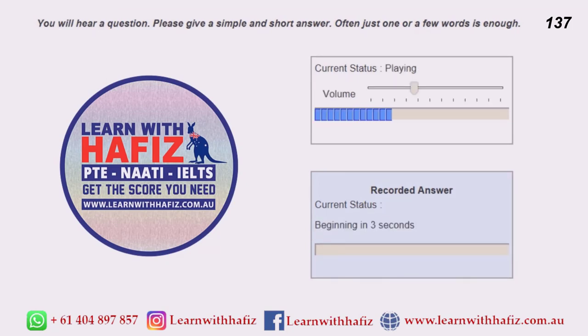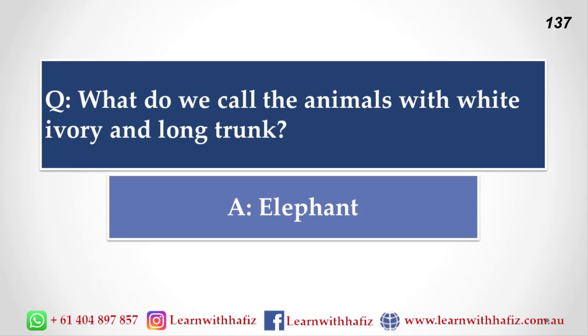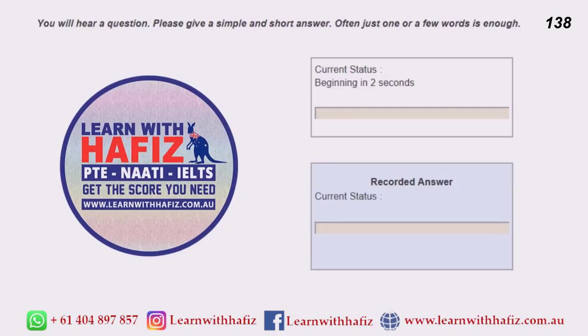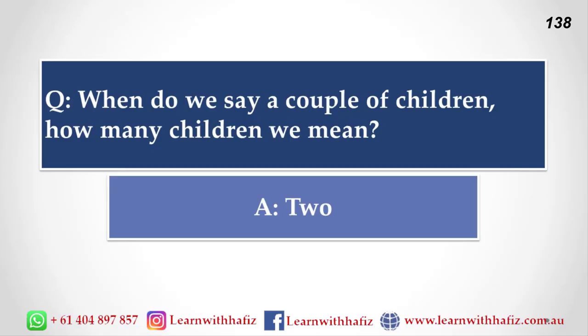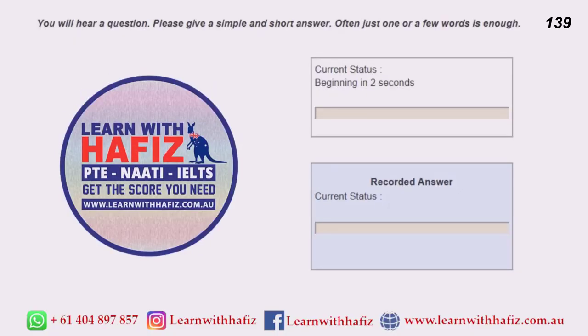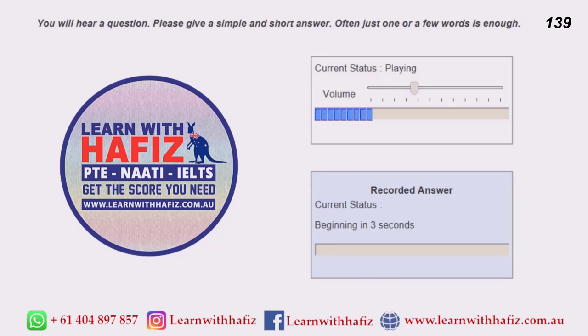What do we call the animals with white ivory and long trunk? Correct answer is. When do we say a couple of children, how many children we mean? Correct answer is. How many faces does a pentagon have?